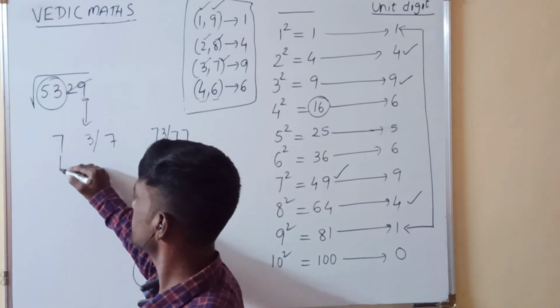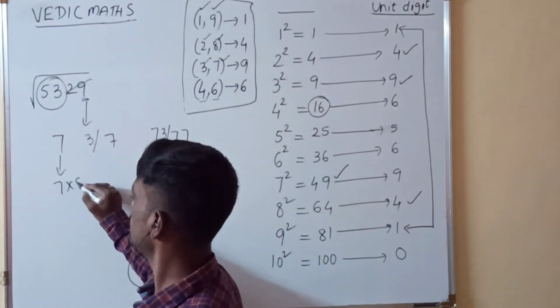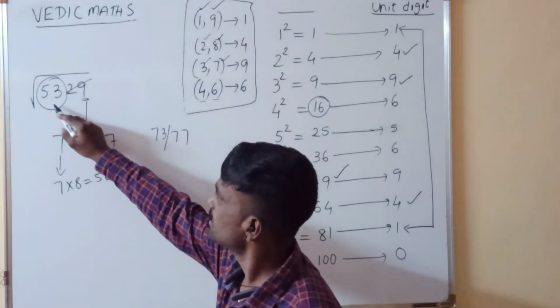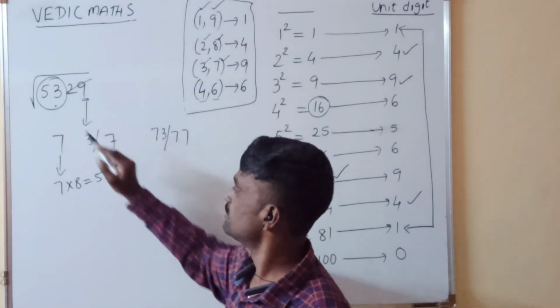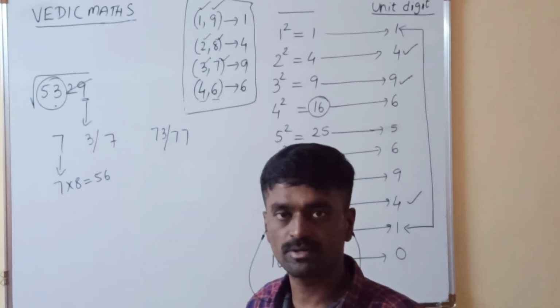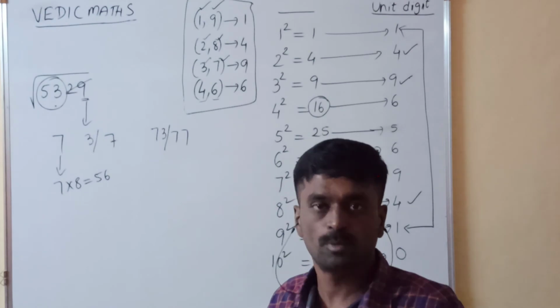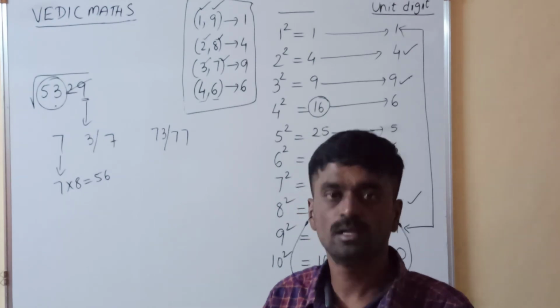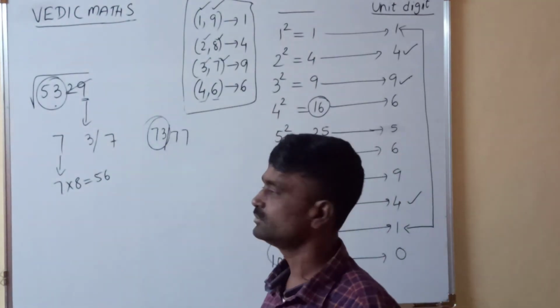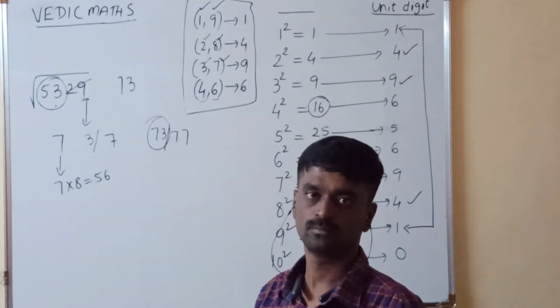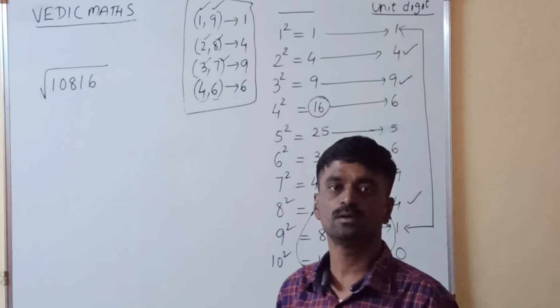But what is the number after 7? 8. 7 into 8 is how much? 56. Now this number, whatever is left, is smaller than 56 or more than 56? Smaller than 56. Then among these two, do we have to take the smaller value or greater value? Smaller value. So what is the smaller value? 73. So thus the answer is 73. Over.